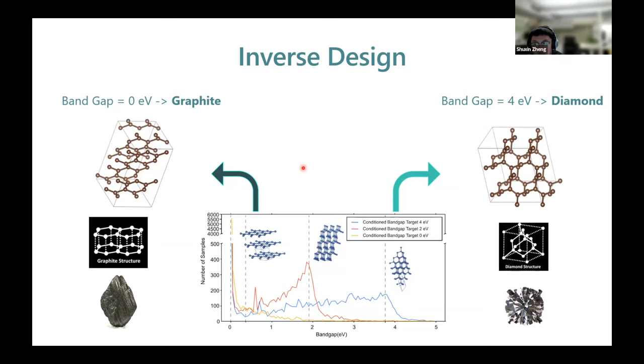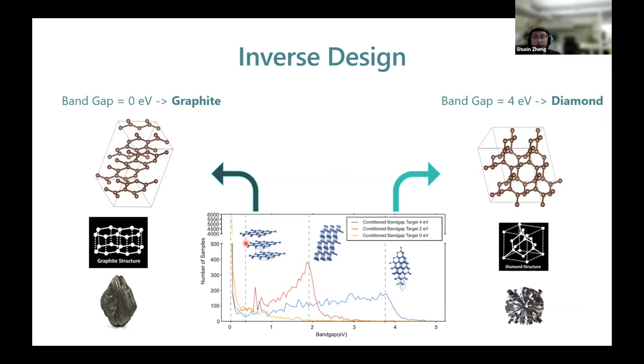You can imagine that there are a lot of materials based on carbon atoms. For example, the graphite structure and also the diamond structure in the data set. If we train DIG on this data set, we can do unconditional sampling, right?